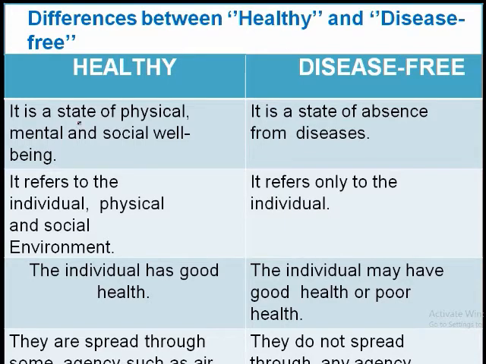In health, point number 2, it refers to the individual's physical and social environment. Whatever physical and social environments there are, all of these refer to our health. Disease only refers to a particular individual who has that disease. In health, the individual may have good health or poor health. It is not sure, but he may be disease free.